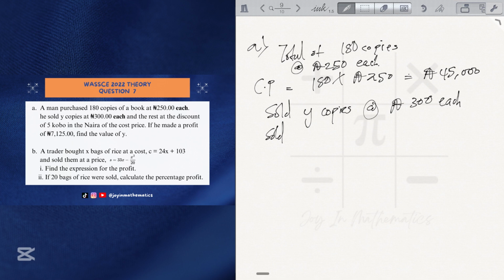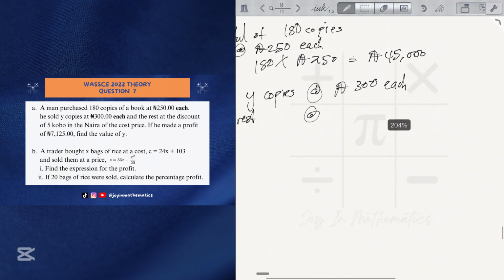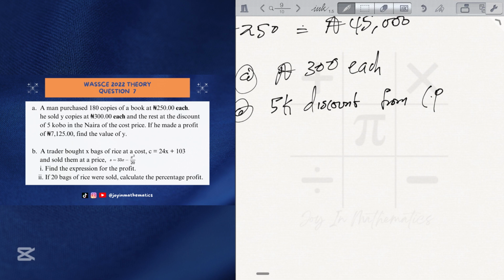Now he sold it at 2 different prices. He sold the rest at a discount. So there's a discount of 5 kobo, 5 kobo discounts in the naira of the cost price. So that means you are saying that 5 kobo discounts in the naira of the cost price. So 5 kobo discounts from cost price. So 5 kobo discounts simply means that 0.05 naira. So I'm saying 5 kobo less from cost price.